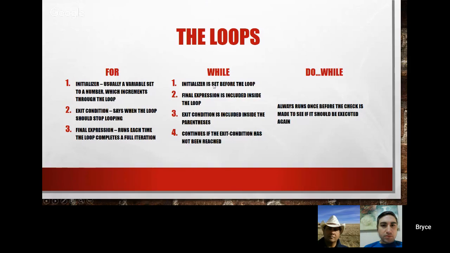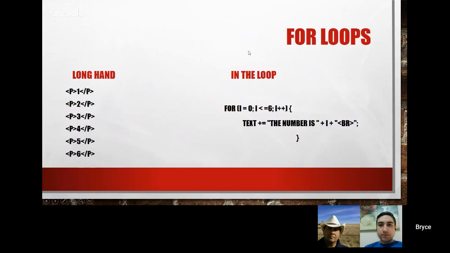The while loop: the initializer is set before the loop, and the final expression is included inside the loop, and then the exit condition is included inside the parentheses, and it continues if the exit has not been reached yet. And then once that's reached, it'll jump out of the loop. The do while always runs once before the check is made to see if it should be executed again. So what I've found out is basically with the loops, it's personal preference.